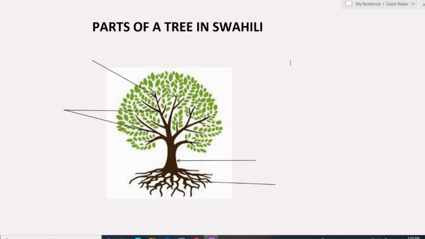Katika somo la leo utajifunza majina ya sehemu za mti. In today's lesson, you will learn the names of parts of a tree. So let's start with the leaves.